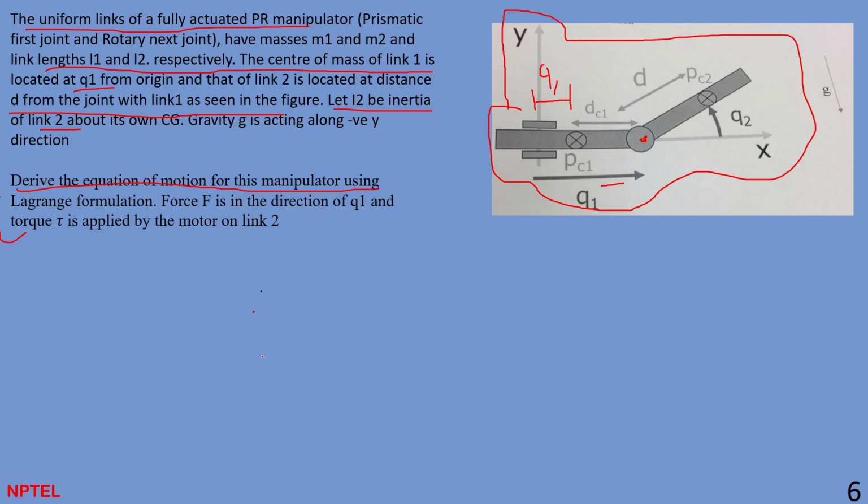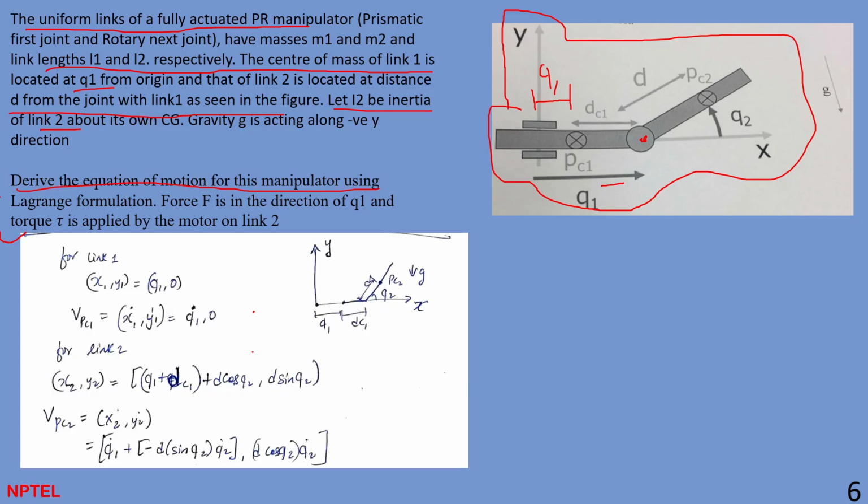For this kind of equation, you need to solve it using the Lagrangian-Euler method. And in order to do that, you need to find the kinetic energy and potential energy. How to get them? First of all, you need to find the center of mass coordinates of each link, and then differentiate that center of mass position to get velocity, and from that velocity you can get the kinetic energy.